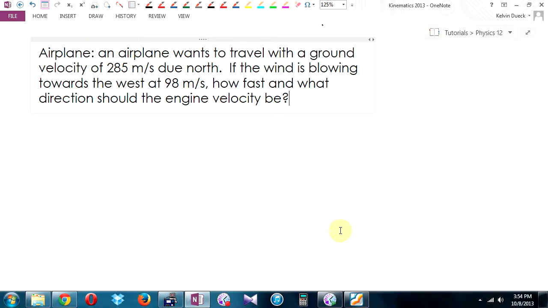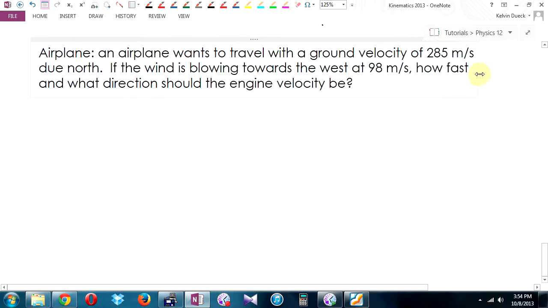An airplane wants to travel with a ground velocity of 285 meters per second due north. There's a crosswind blowing towards the west at 98 meters per second. How fast and in what direction should the engine velocity be? This, to me, is actually a much more useful question, because most of the time, if you're a pilot, you know what direction you want to head, and you would like to figure out which way to point your plane to cancel out the wind.